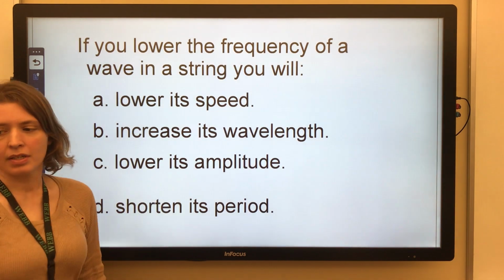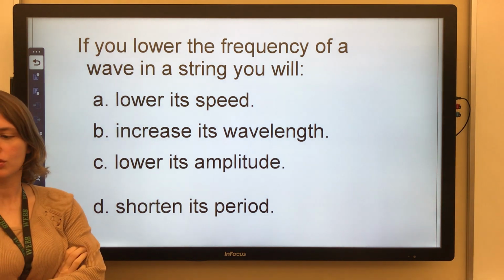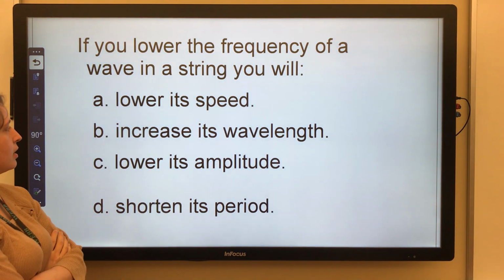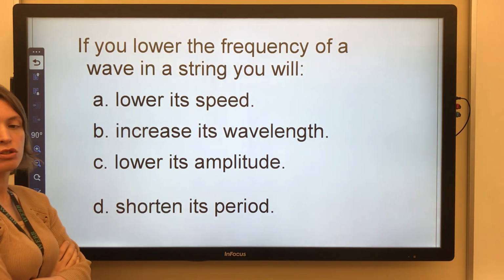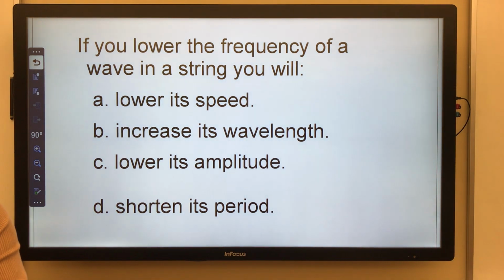All right, quick question to think about. If you lower the frequency of a wave in a string, you will: A, lower its speed; B, increase its wavelength; C, lower its amplitude; D, shorten its period. Give it some thought.